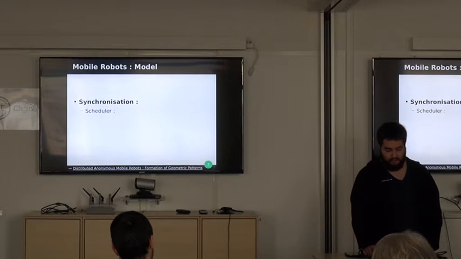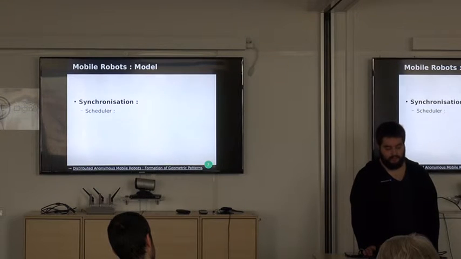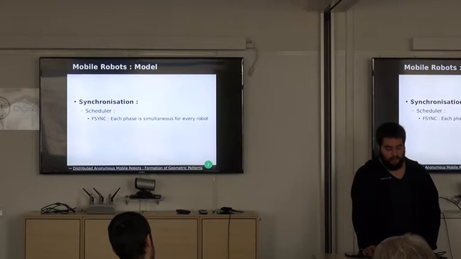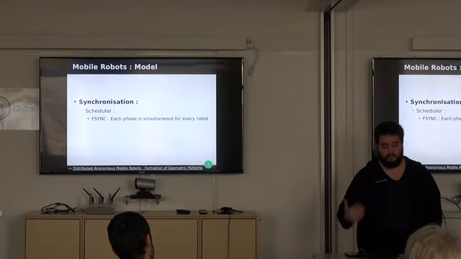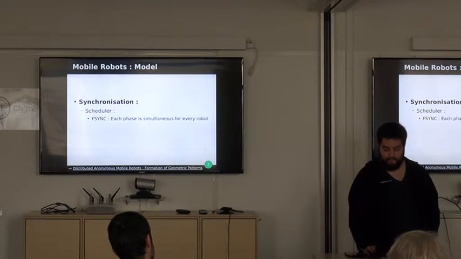Now, we're talking synchronization, so obviously, we're going to have an adversary. We call it the scheduler. And the adversary scheduler has certain degrees of freedom depending on the model. The easier scheduler is called fully synchronous, where each phase is simultaneous for every robot. So they all look at the same time, compute at the same time, move at the same time.